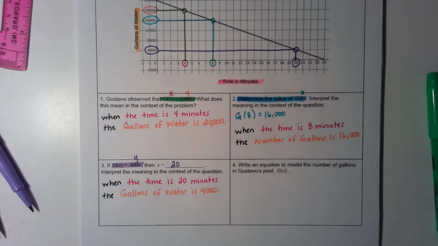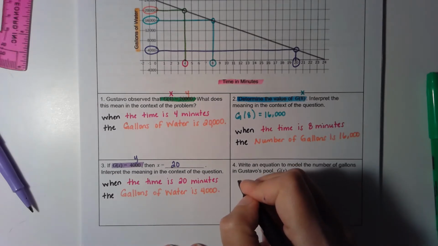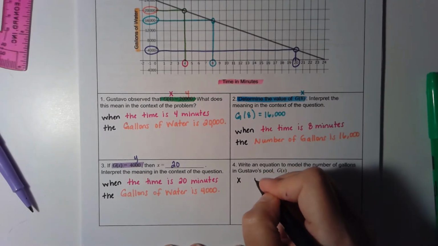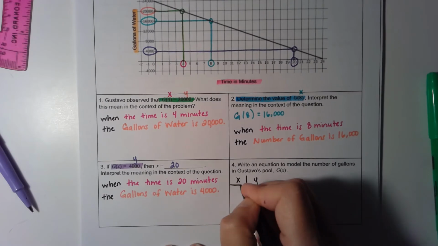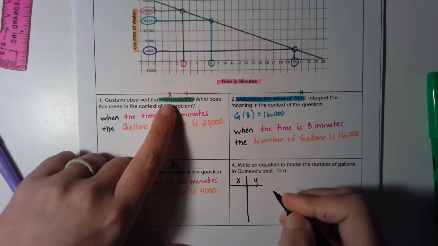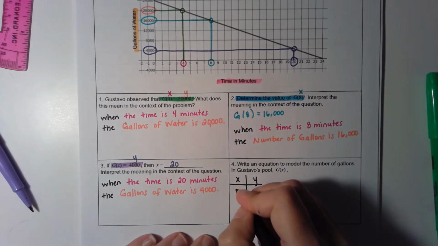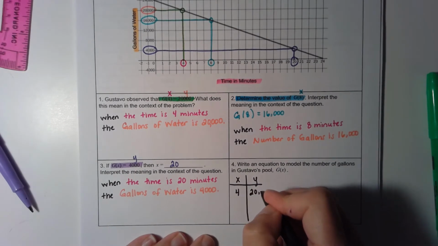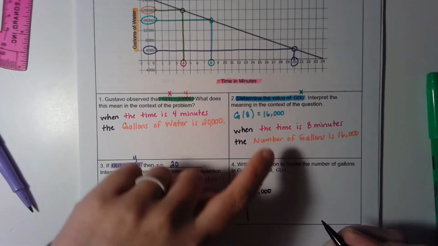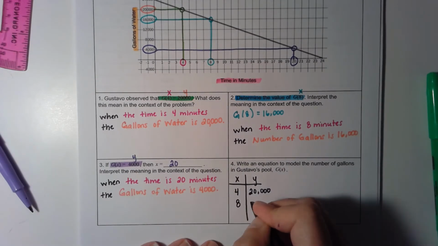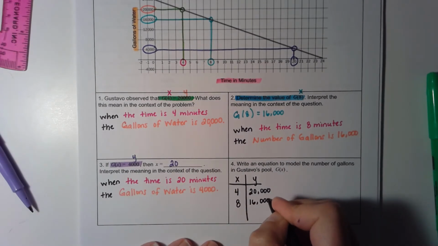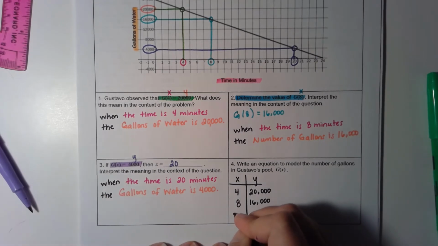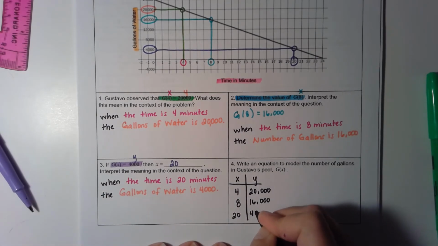Last but not least, we are asked here to write an equation to model the number of gallons in Gustavo's pool. So we need an equation, which means I would suggest making a table of values. So we've got x and we've got y, and we do have a few points we can put in our table. We know that g of 4 is 20,000. We know that g of 8 is 16,000. And we know that g of 20 is 4,000.